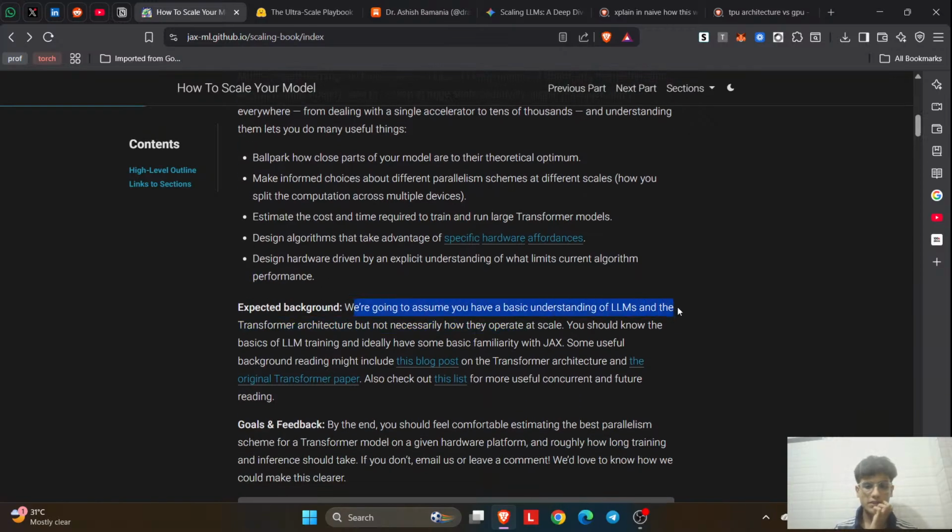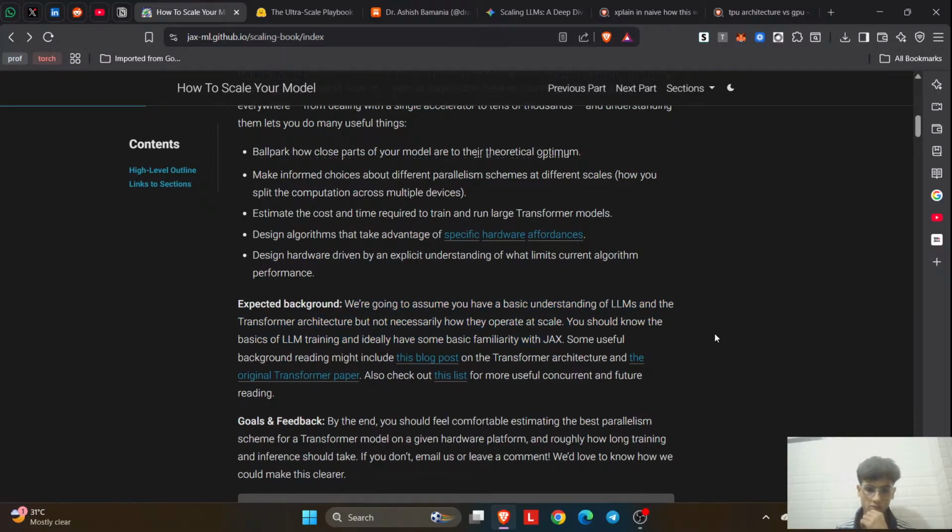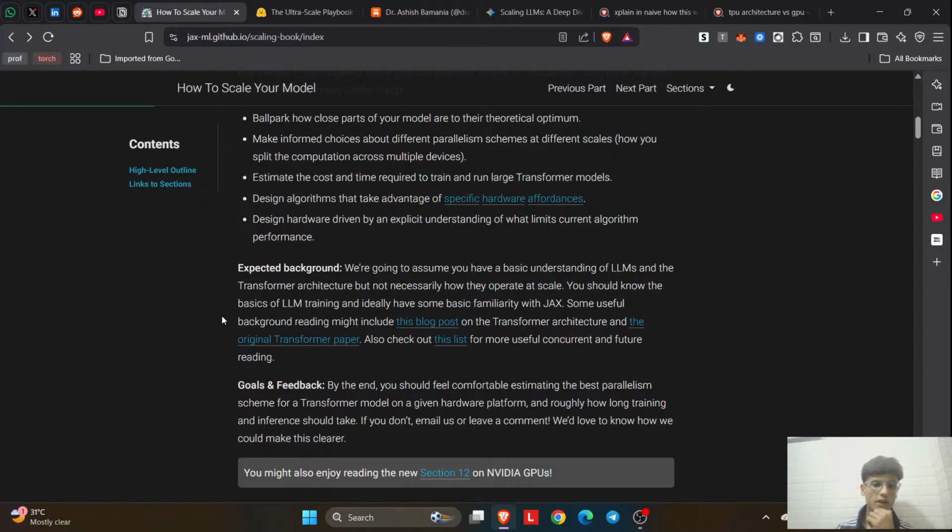We are going to assume a basic understanding of LLMs and the transformer architecture, but not necessarily how to operate at scale. You should know the basics of LLM training and ideally have some basic familiarity with JAX. I don't have familiarity with JAX at all. Some useful background reading might include this blog post on the transformer architecture and the original transformer paper.